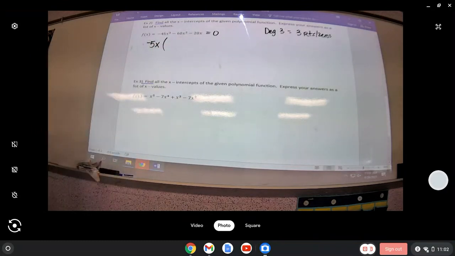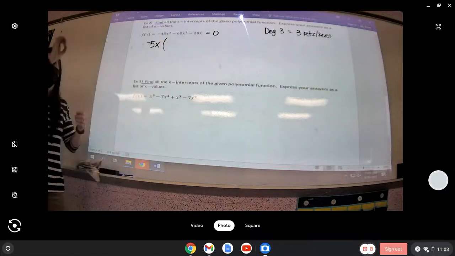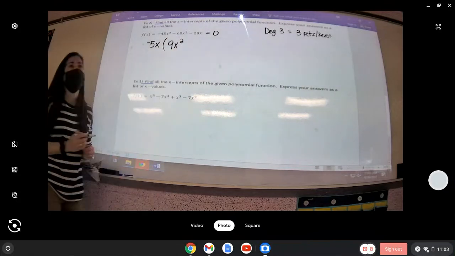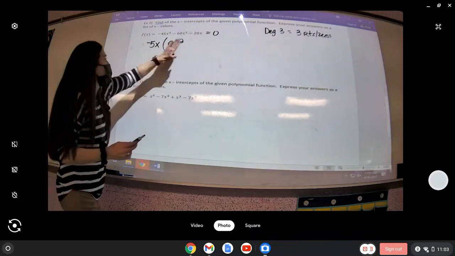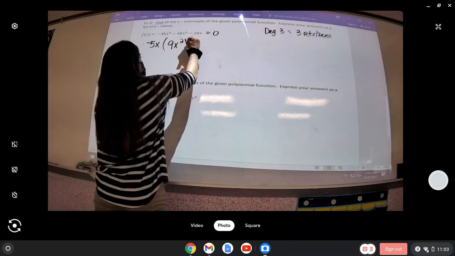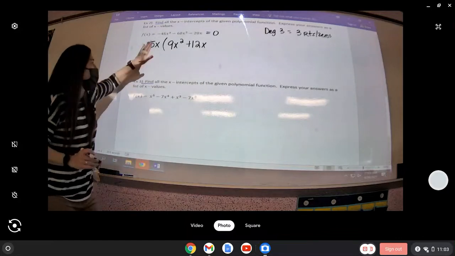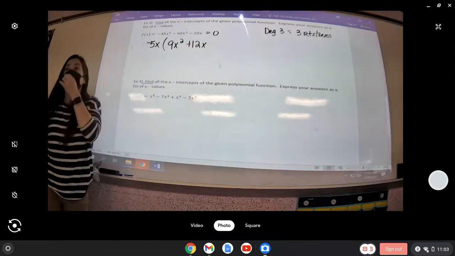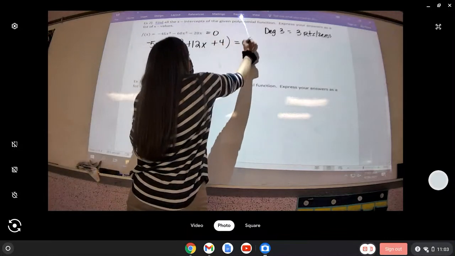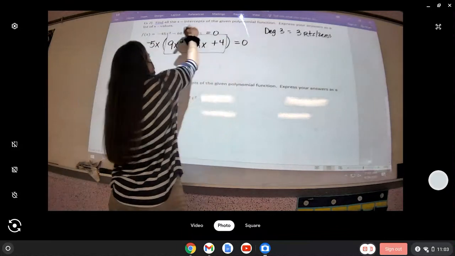All right, what's left? If I take a negative 5x out of all these terms, what's left? Negative 5x times what gets you back to a negative 45x to the third? A 9x squared. Negative 5x times what gets you back to a negative 60x squared? A positive 12x. And then negative 5x times what gets you back to a negative 20x? A positive 4.